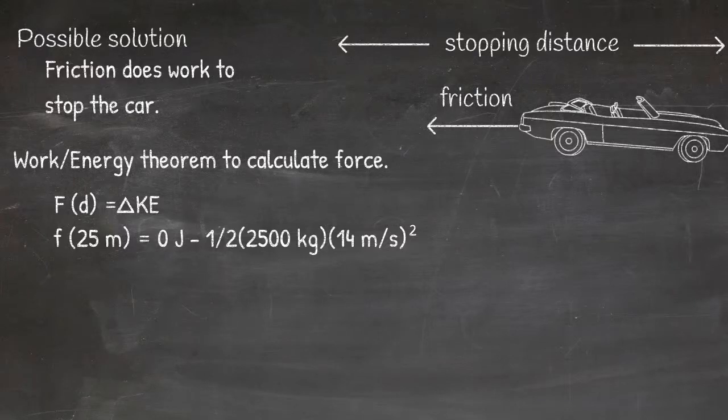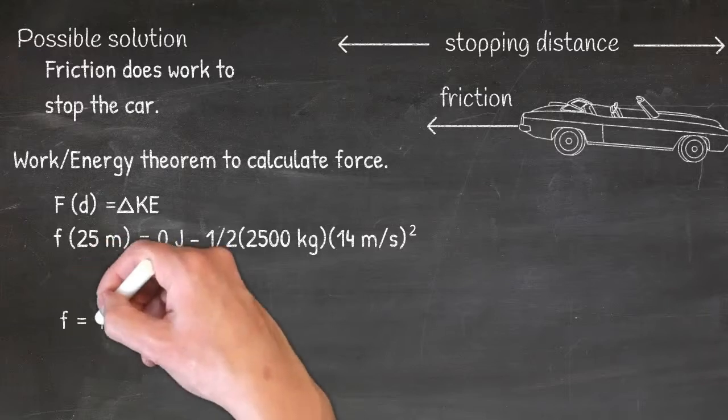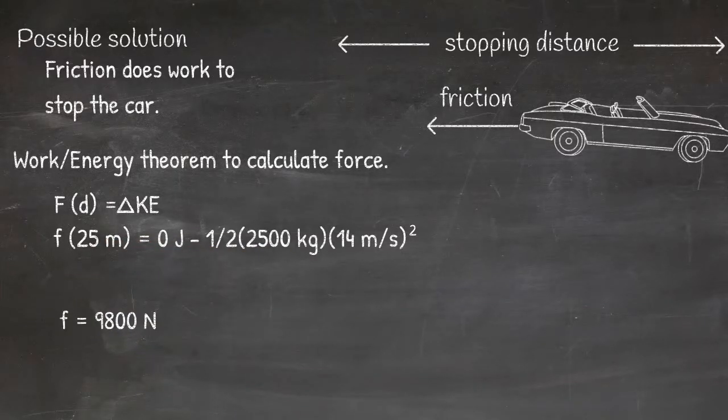And then the initial kinetic energy is going to be half the mass of the car times the initial speed squared. So I'll plug those numbers in. And when we do that, we get a frictional force of 9,800 newtons. That's a lot faster than the other way to do this problem.